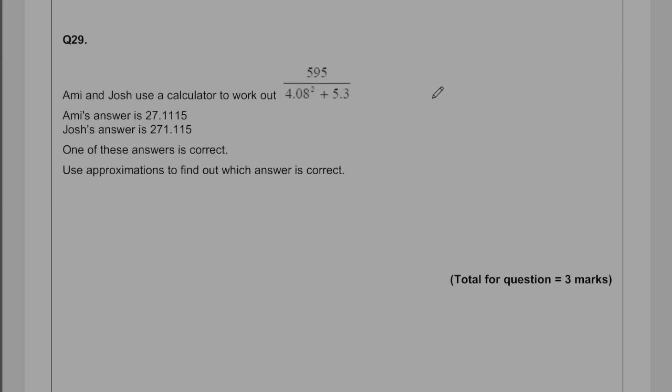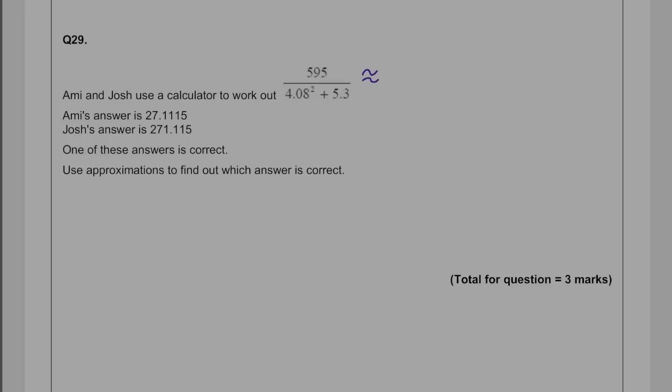Okay, question 9. Another estimation question, I think. Amy and Josh use a calculator to work out, and then we're given the sum. Amy's answer is, Josh's answer is, one of these answers is correct. Use approximations to find out which answer is correct. Okay, so similar technique here.